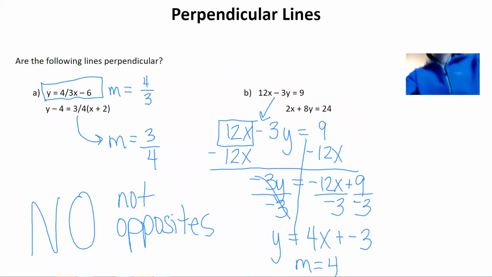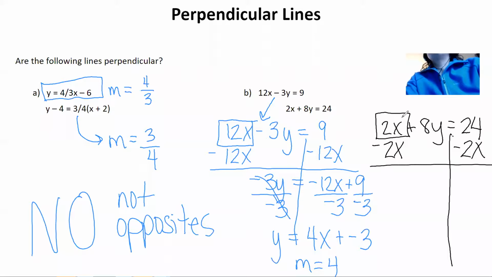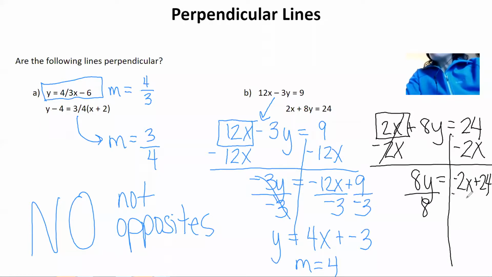Okay. Now let's do it again for the other one, because you can see we were mean again and we did not give it to you in slope-intercept form. So remember, first step is the same. I move that 2x over the other side. It's a positive 2x. So I subtract 2x. So that leaves me with 8y equals, and I just put them right in front of each other, negative 2x plus 24. Final step is I divide by that number in front of y.